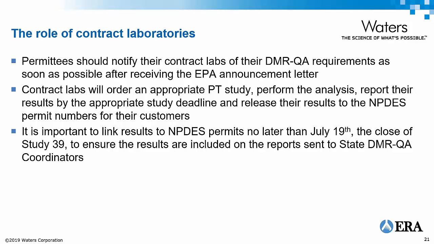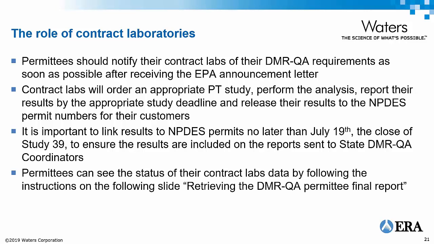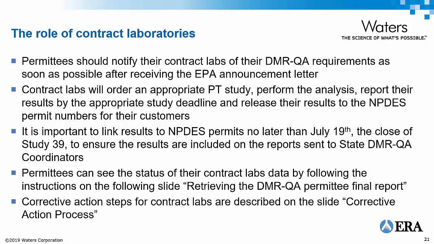Call us if you have any questions or need any help with that, of course. Now, permittees will be able to see the status of their contract labs by following the instructions on the following slide labeled Retrieving the DMR-QA Permittee Final Report. Corrective action steps for contract labs are described on a later slide, Corrective action process. But again, it's all combined, permittees, contract labs, we're all working together with you, the laboratories, to make sure everybody meets their DMR-QA requirements. So if you are a permittee, we'll go to the next stage of this.